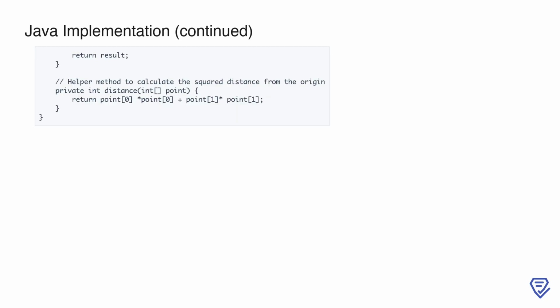Additionally, there's a helper method called distance, which calculates the squared distance of a point from the origin. This method avoids the computational overhead of using square root, as we only need relative distances to compare points. By combining the heap logic with this squared distance calculation, the solution is both efficient and straightforward, making it a great use of priority queues for solving this problem.